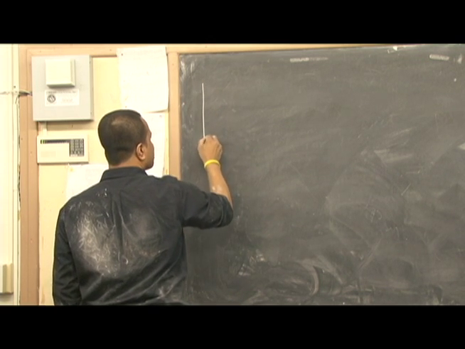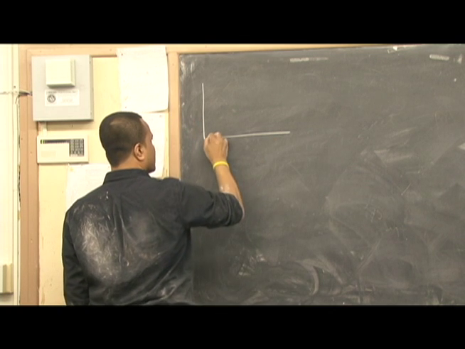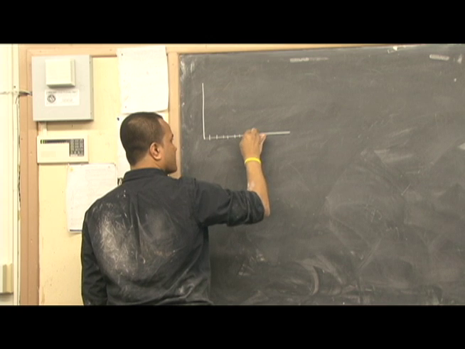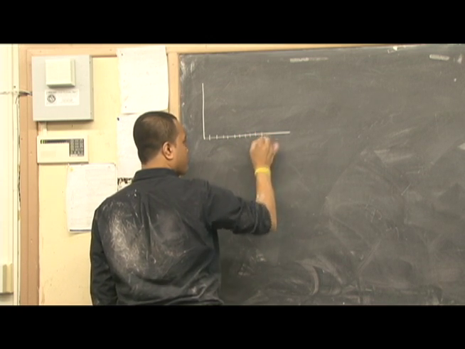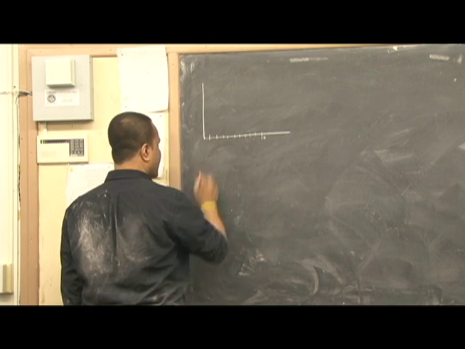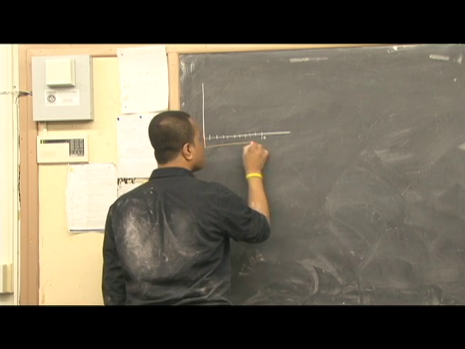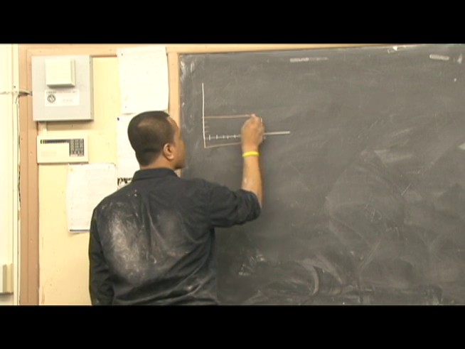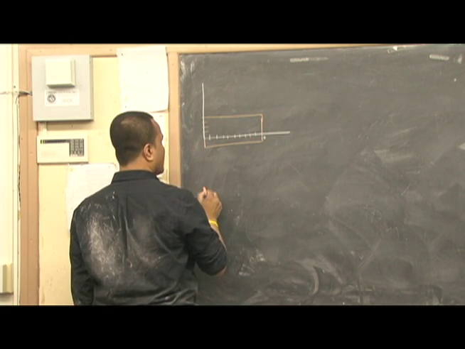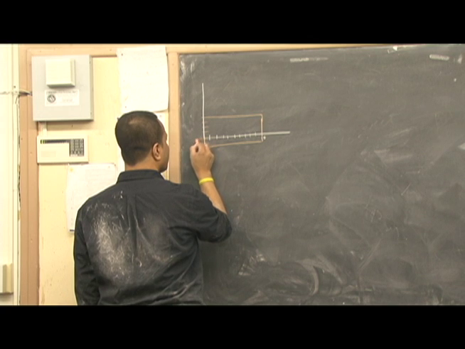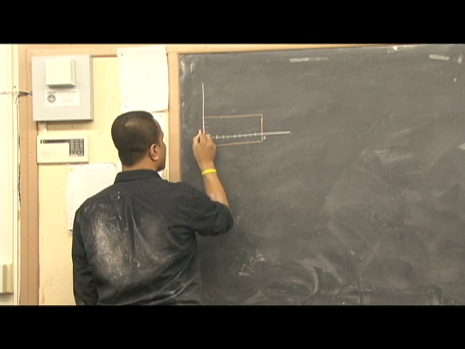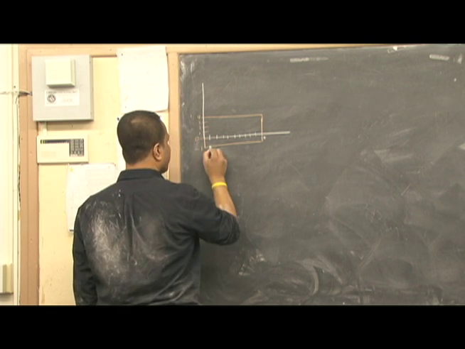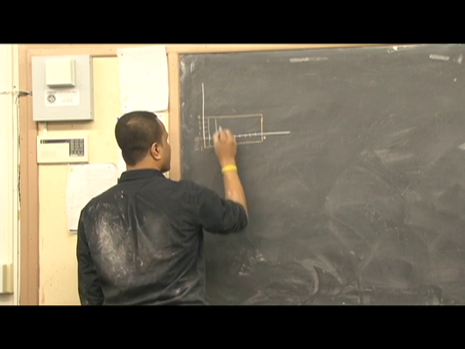Let's draw a table. Let's say we have 10 units, 1, 2, 3, 4, 5, 6, 7, 8, 9, 10. Okay? And let's extend it in the negative region. And let's say we have 1, 2, 3, 4 units here. Okay? And now say this is 0, this is negative 1, this is 1, 2, 3, 4. Right?